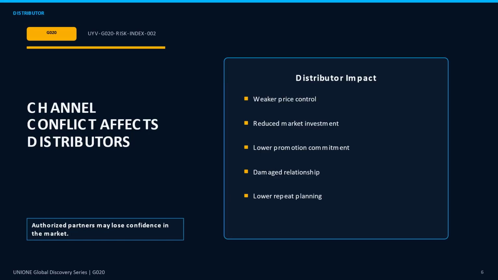Authorized distributors usually invest time and money in registration, marketing, education, retail development, and inventory. If parallel sellers offer the same product at lower prices, the authorized distributor may lose confidence in the market. Promotion may be reduced. Investment may stop. Repeat orders may become smaller or disappear. In the long term, channel conflict can weaken the partner who was expected to build the market.